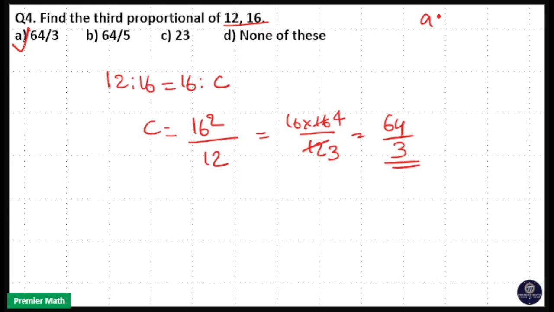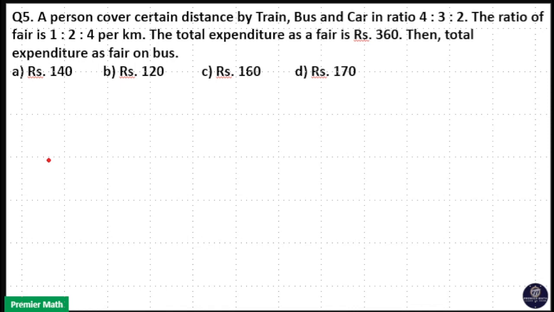If A is to B is to C, then C will be B square by A. So this is your easy trick: second number square divided by first number, that will be the third number. Next is question number 5.